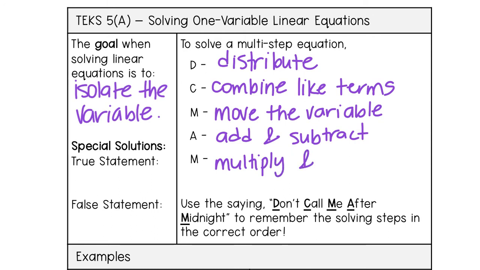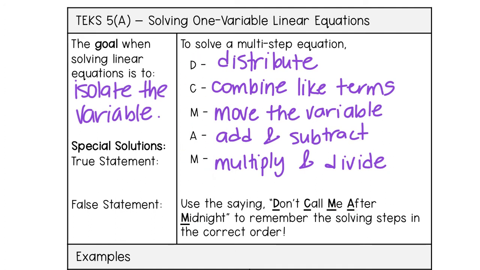It's important that you do it in this order. If you do it in the wrong order, you might get a wrong answer. So the way that you can remember this order, DC, MAM, is using this saying, don't call me after midnight. So that DC, MAM will correspond with this.